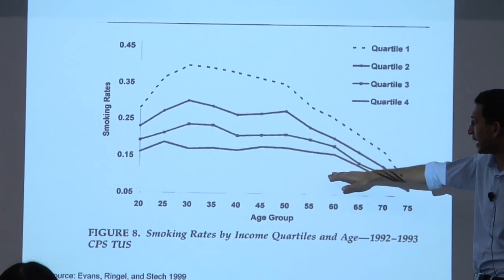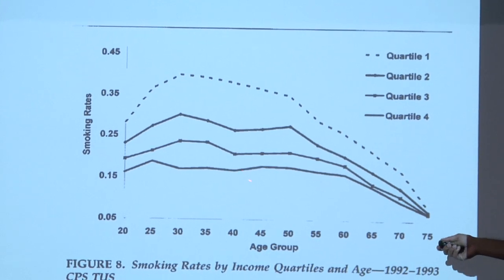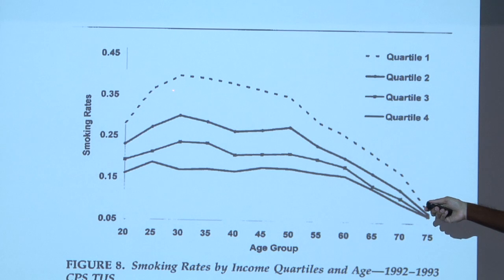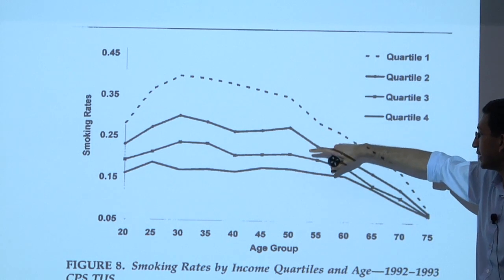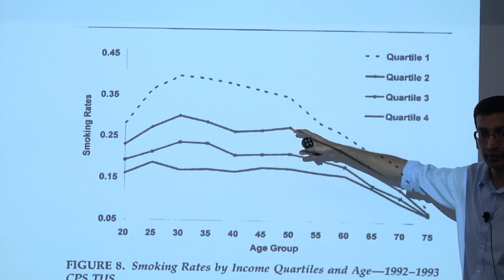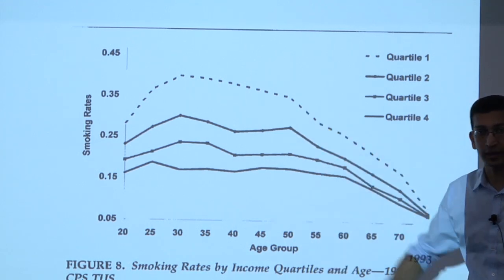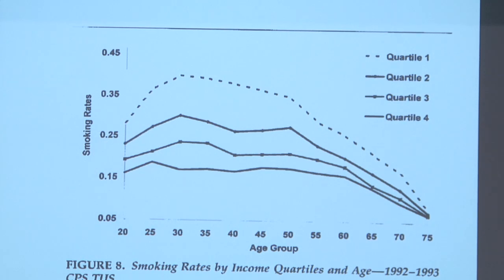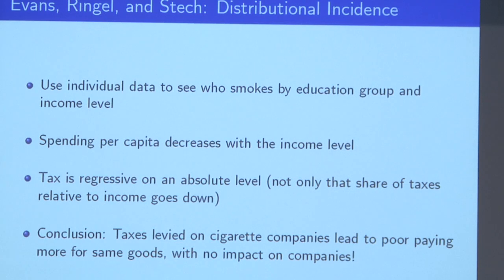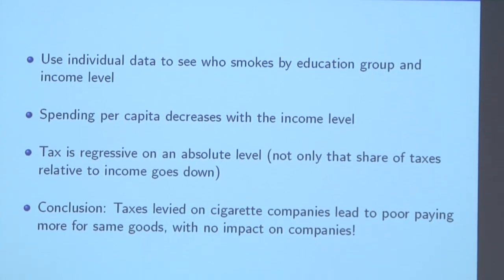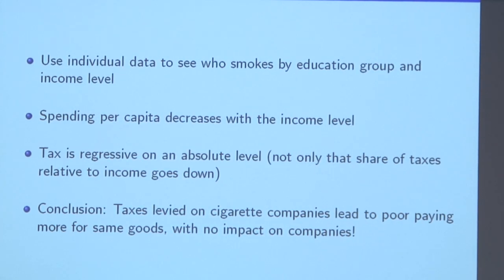So here they're plotting by age rates of smoking, and then more importantly, by income quartile, at each age. And you can see that at lower incomes, smoking rates are higher, and they are substantially higher. So what you end up finding as a direct consequence of that is the tax is regressive on an absolute level. Normally when we say a tax is regressive, what we mean is as a percentage, higher income guys are paying less than lower income guys. But here actually in absolute amounts, the lower income guys are paying more cigarette taxes than higher income guys.